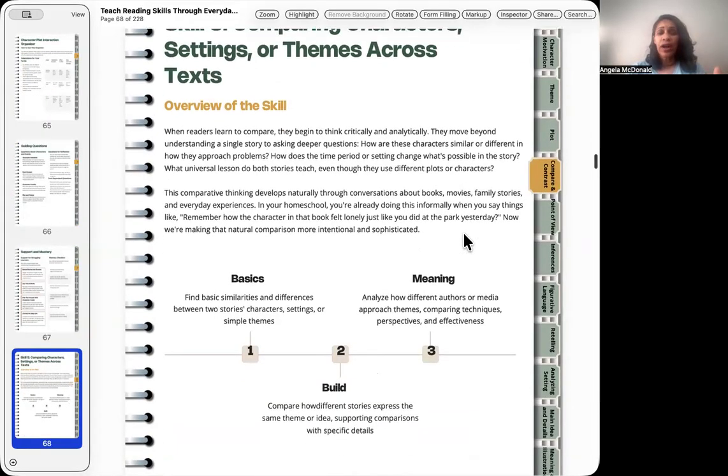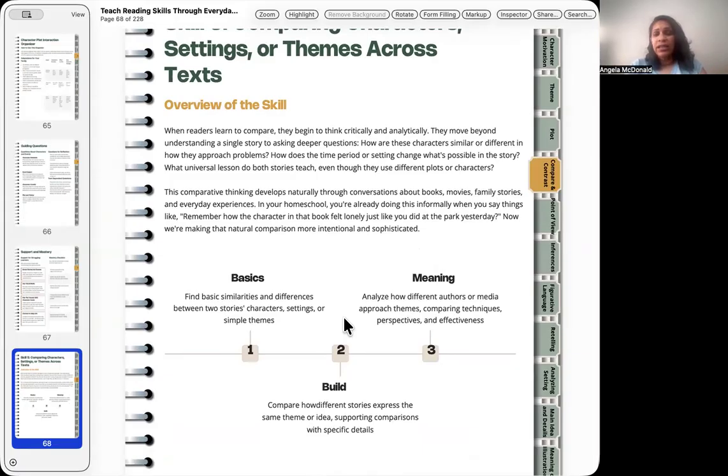For comparing and contrasting, for basic, that looks like finding basic similarities and differences between two stories, characters, settings, or themes. For meaning, it means analyzing different authors or media approaches to themes, comparing techniques and perspectives. That's when you're moving into later middle school or high school. And then build is in the middle. We compare how different stories express the same theme or idea, and support comparisons with specific details.